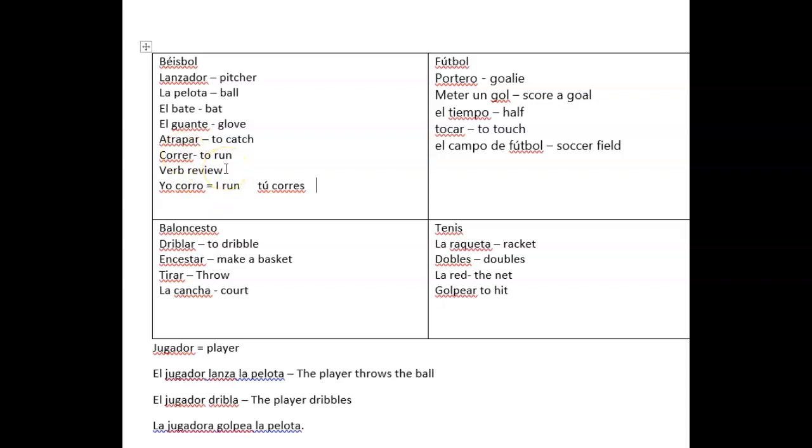This week we worked more on vocabulary. Last week it was verbs. But we want to be practicing every week so that we can speak in sentences and that we can use these correctly. All right, moving on to football, soccer.